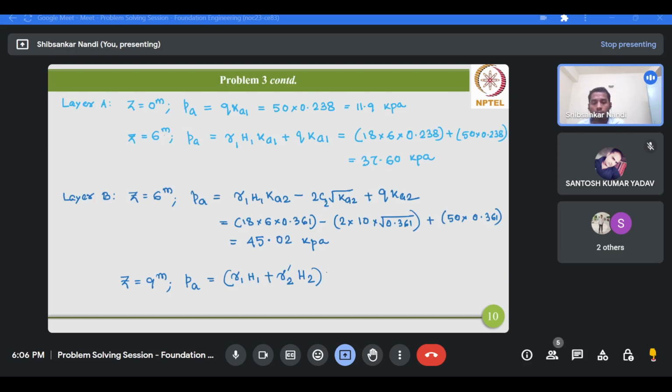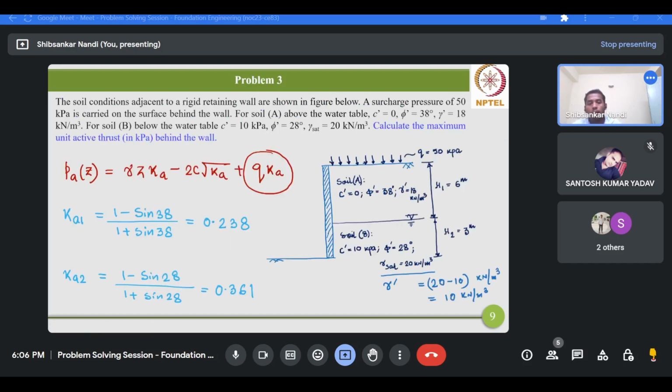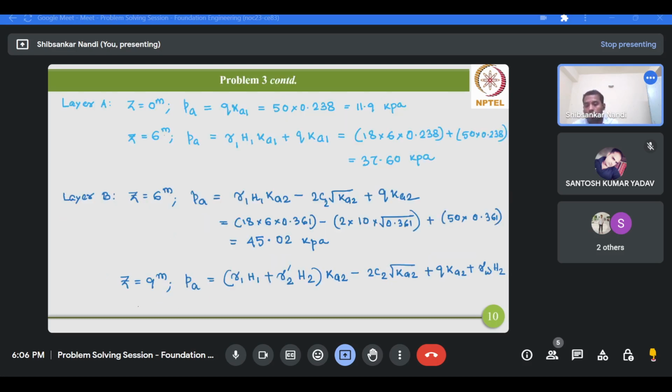Okay, then K2 minus 2C2 K2 plus QK2 plus gamma W H2. This is for the pore water pressure. Okay, so this lateral pressure is contributed by the pore water pressure. Since we are having the water table in this problem, we have to add this pore water pressure.